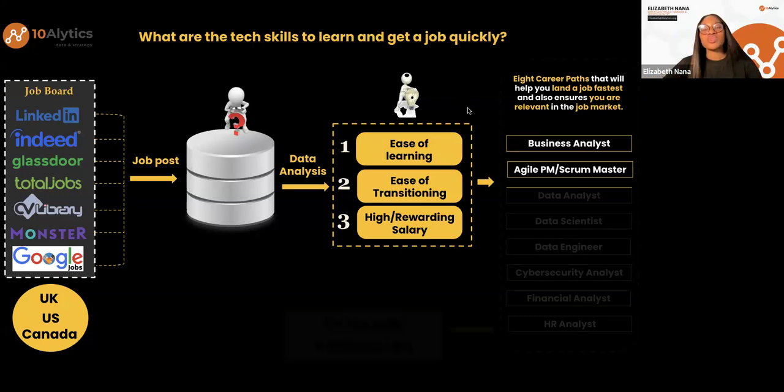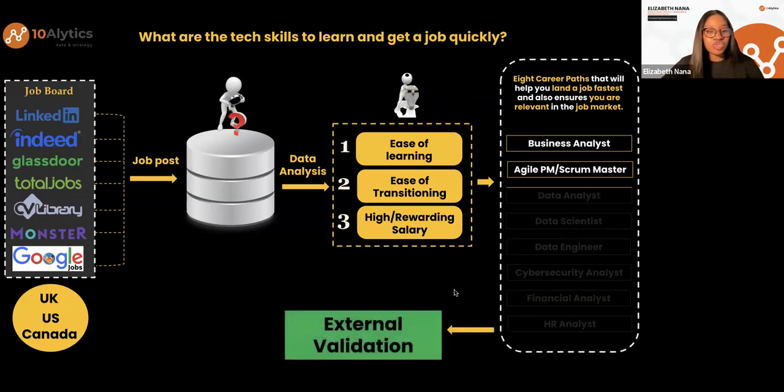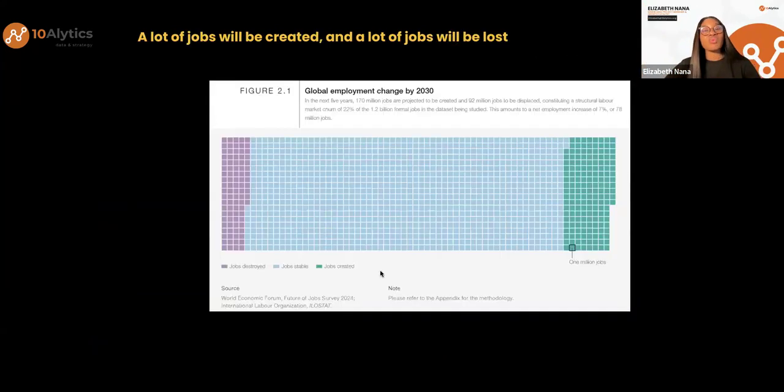So what we decided to do was seek external validation. We said, we've done our internal analysis, but let's make sure we are not being biased. Let's look at what people are saying out there to make sure that we are correct. And that was how we found the World Economic Forum reports. This is a report that is available on the web.